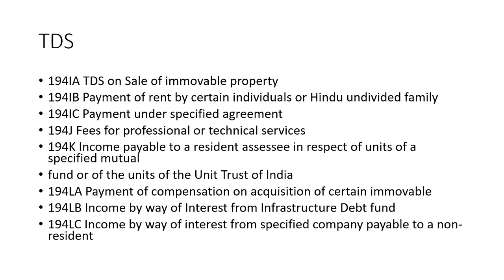Then Unit Trust of India, now payments of compensation on acquisition of certain movable property. What will happen when a government acquires some property? They will pay the compensation. And if the compensation exceeds a certain limit, the TDS is required to be made by the authorities, the government, normally when an immovable property is acquired. Income by way of interest on infrastructure debt fund. Interest income by way of interest from a specified company payable to a non-resident. If a company makes some payment to a non-resident, it will also be disclosed in 26AS.